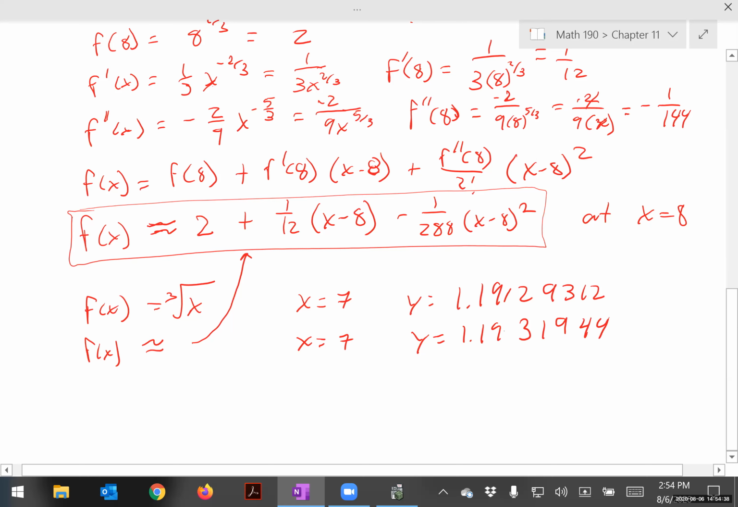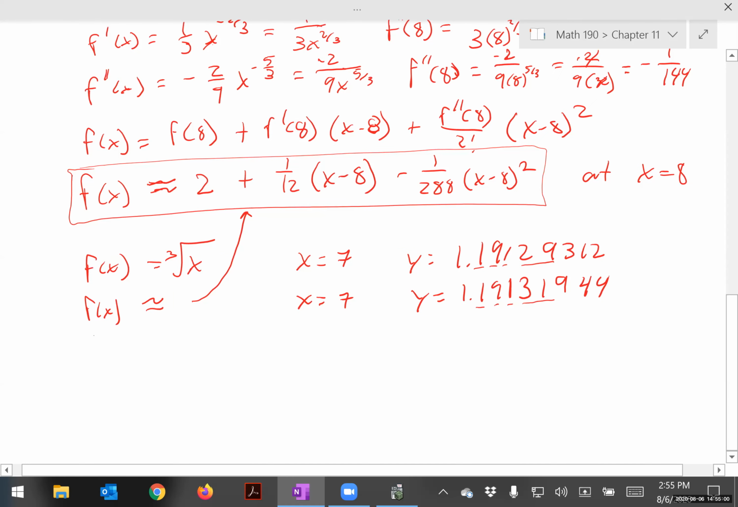Wait, 191. There's a 1 there as well, 1.9131944. So this basically was a 29 and this is basically like a 32. So again, the first 3 digits are very accurate. So what about when x was equal to 9? When x was equal to 9 for the cube root of x, y is equal to 2.0800838.